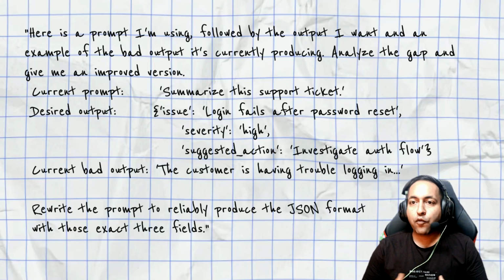You can also use meta prompting to improve an existing prompt. For example, you can say, here's the prompt I'm using, followed by the output I want, and an example of the output it is currently producing. Analyze the gap and give me an improved version. You have to provide the current prompt, your desired output, and what output you are currently getting from the model. Then tell the model to rewrite the prompt with the gap filled.